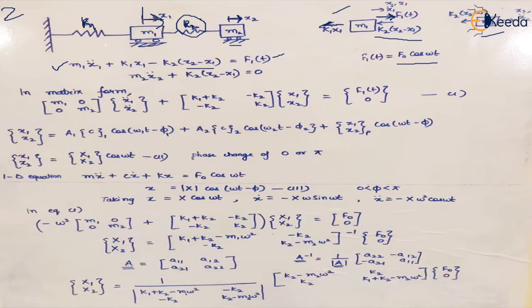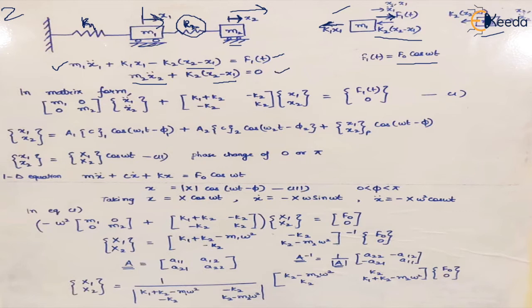So it will be m2 x2 double dot, that means the acceleration is in this direction, equal to the negative of K2 times x2 minus x1. So if we take it to the side of this force, the equation looks like this.